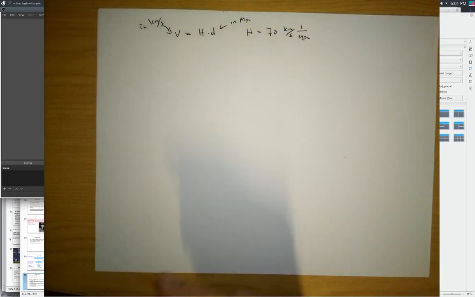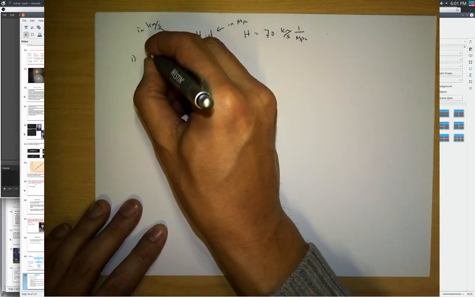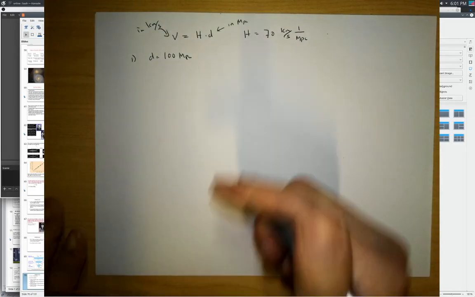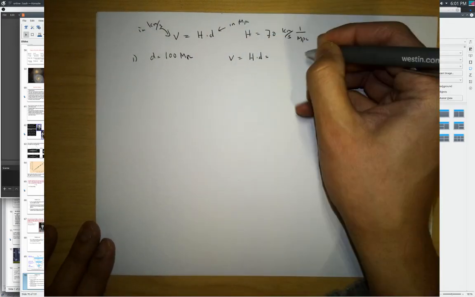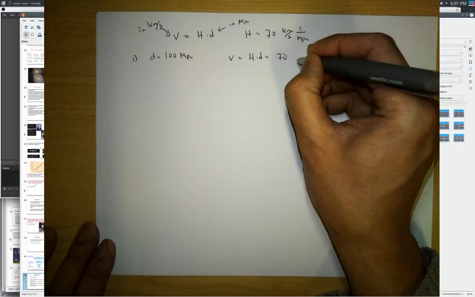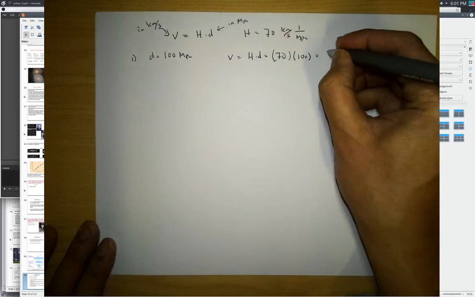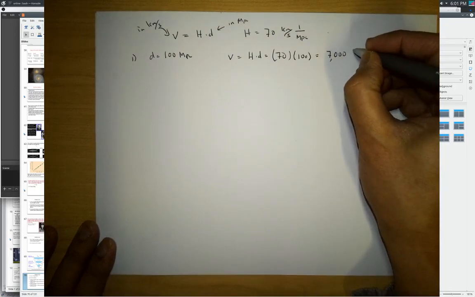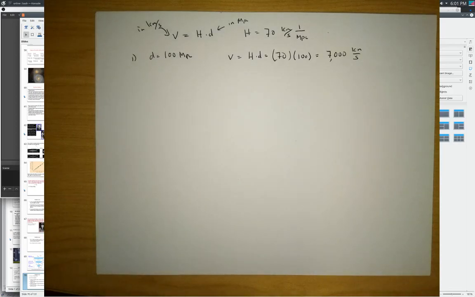Okay, beautiful. So the first one is 100 megaparsecs away, so D is equal to 100 megaparsecs. How fast is it moving away from us? This is pretty simple. Write down the equation: V is equal to H times D. That's 70, Hubble's constant, times 100, since D is in megaparsecs. So that's 7,000, and the units are kilometers per second. Beautiful. So that's the first one.